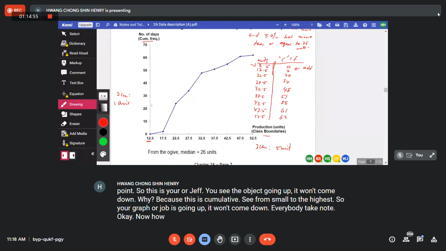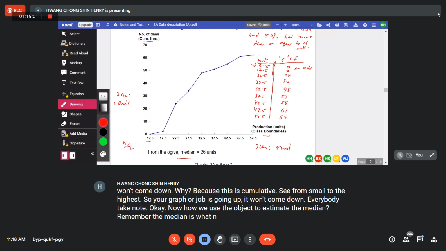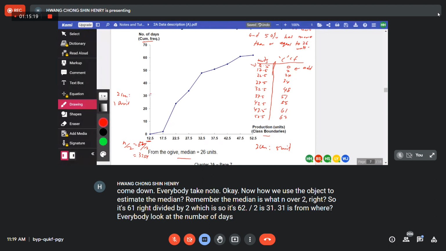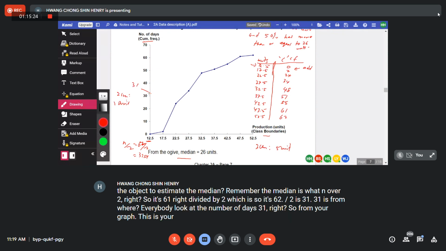Okay, now how do we use the ogive to estimate the median? Remember the median is what? N over 2, right? So N is 62, divided by 2 is 31. 31 is from where? Here. Everybody, look at the number of days, 31, right? So from your graph, this is your 31.